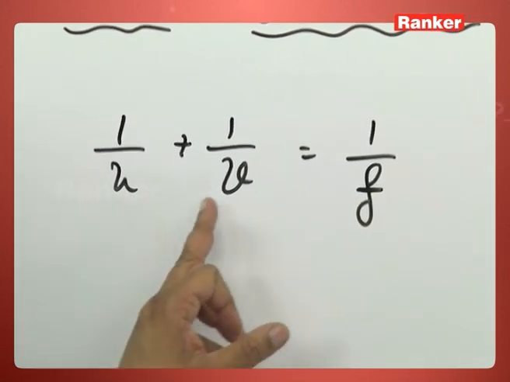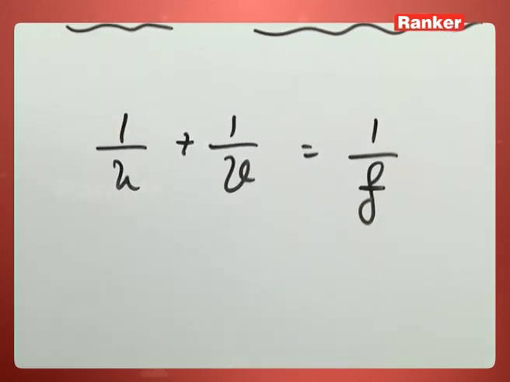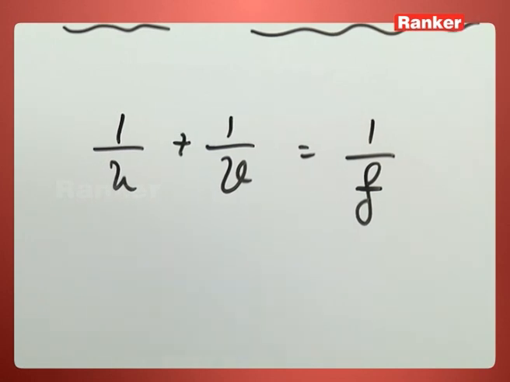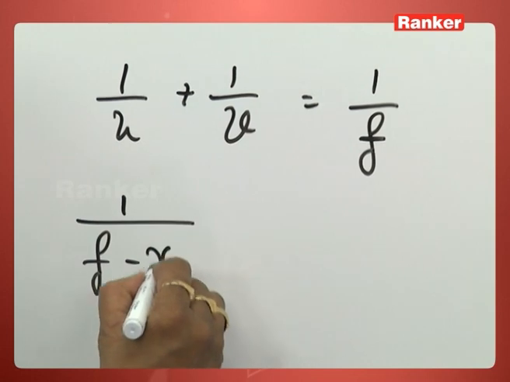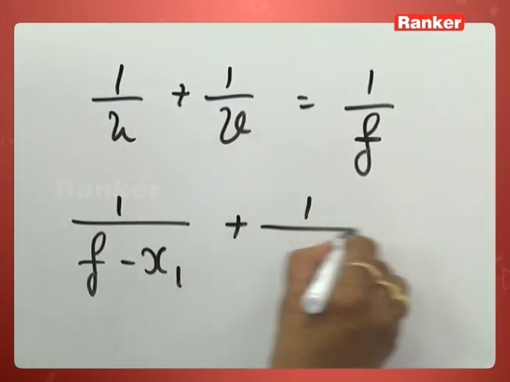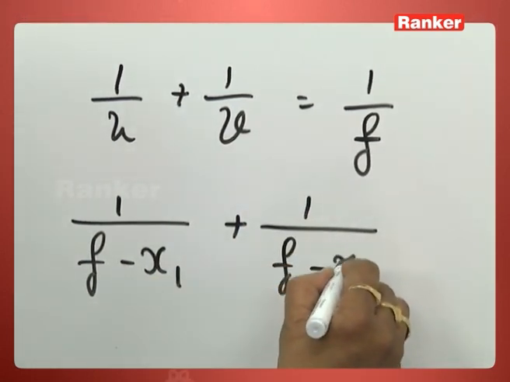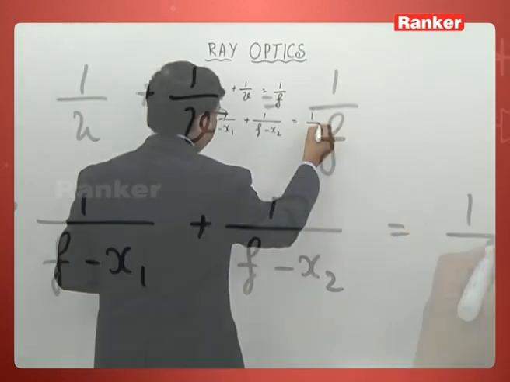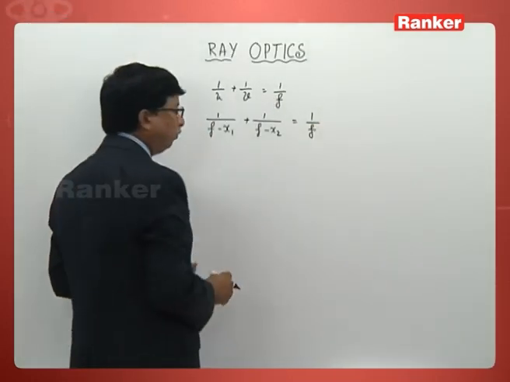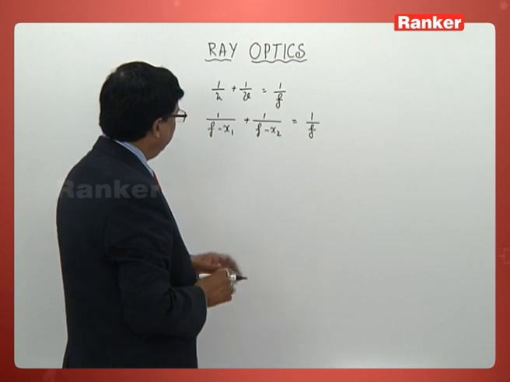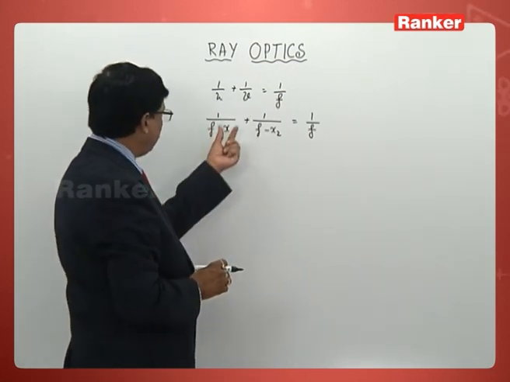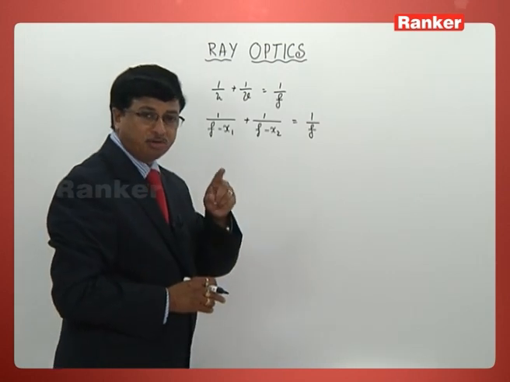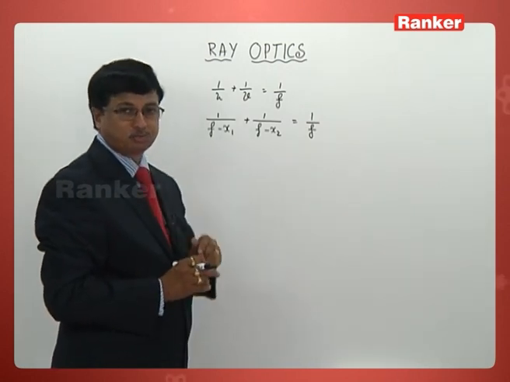What are these two distances now to be taken according to the given values? Look at that one. 1 by, I write this one, f minus x1. This is 1 by f minus x2. That now is going to be 1 by f. So this is the way we used to work out by taking u and v according to the given values of x1 and x2.